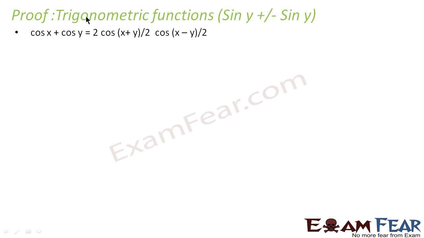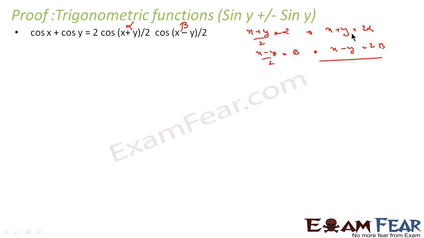Let me prove cos x plus cos y is equal to 2 cos (x plus y)/2 into cos (x minus y)/2. To simplify, let me take (x plus y)/2 as alpha and (x minus y)/2 as beta. So we'll say (x plus y)/2 is equal to alpha, or I'll say x plus y is equal to 2 alpha, and (x minus y)/2 is equal to beta, or I'll say x minus y is equal to 2 beta.